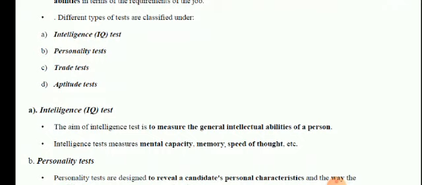Then what is meant by IQ test? IQ test, the most common type. The aim of the intelligence test is to measure the general intellectual abilities of a person. Intelligence tests measure the mental capacity, memory, and speed of thought. It tests the memory capacity of a person, the mental capacity, as well as the speed of thought. Within a fraction of a second, you should find the answer. Most of the public sector companies, most of the IT companies, everywhere you can have intelligence test, IQ test.